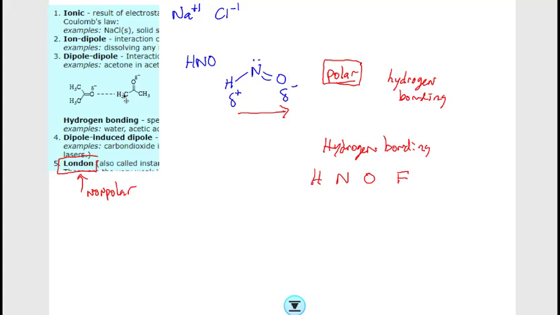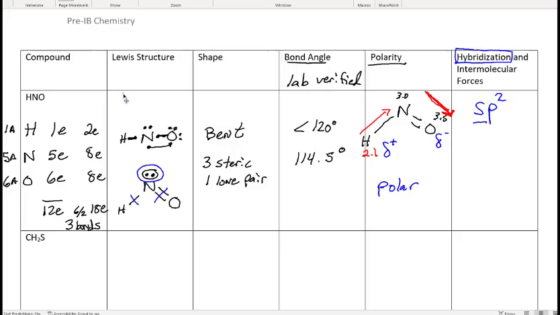So let's look and see what ones we have. For the one that we were just talking about, we know this would experience hydrogen bonding. We have an H, an N, and an O. So we're going to get hydrogen bonding.